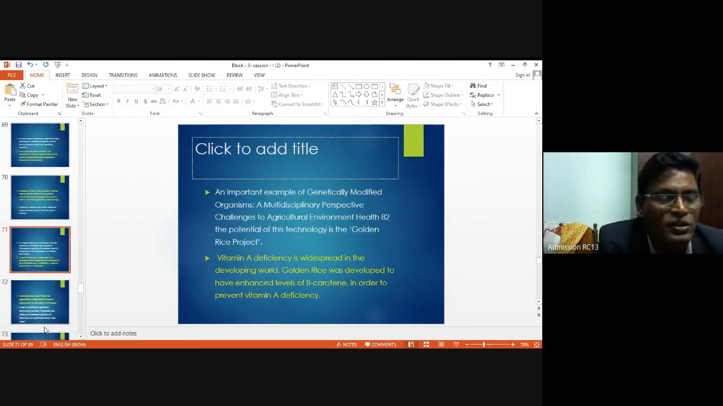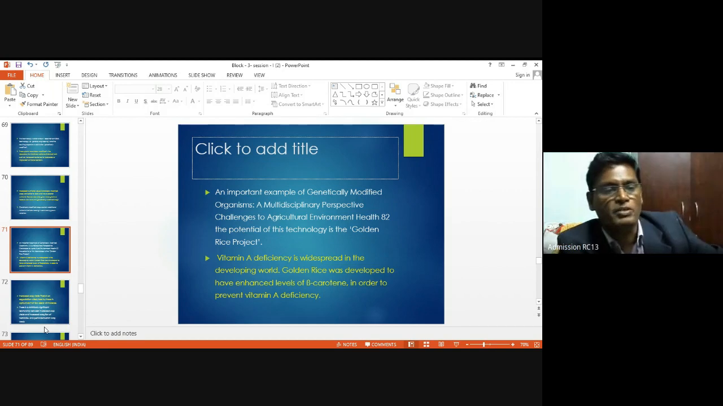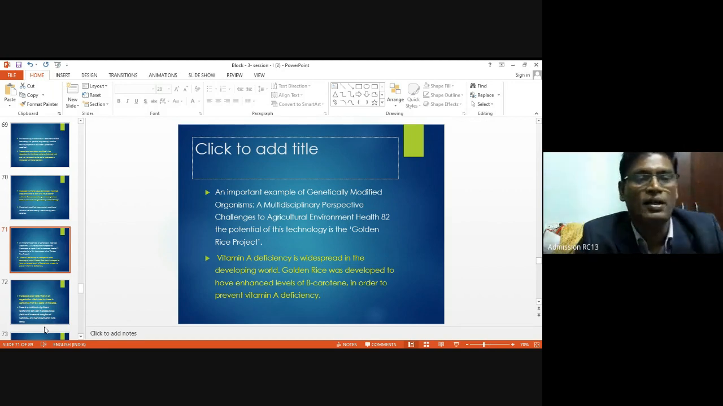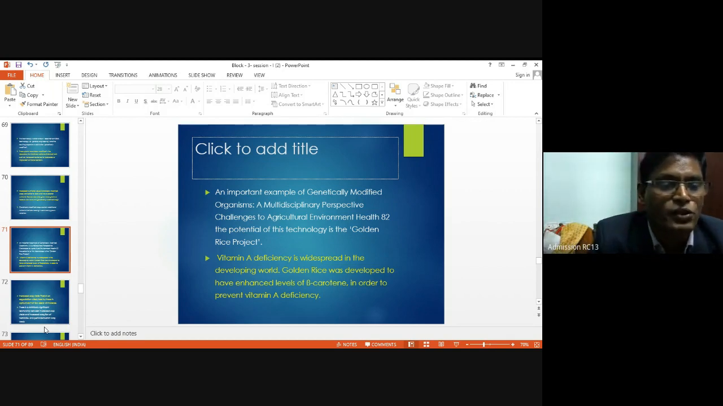An important example of a genetically modified organism, from a multidisciplinary perspective addressing the challenges to agricultural and environmental health, showing the potential of this technology, is the Golden Rice Project. Vitamin A deficiency is widespread in the developing world. Golden rice was developed to have an enhanced level of beta carotene in order to prevent vitamin A deficiency.